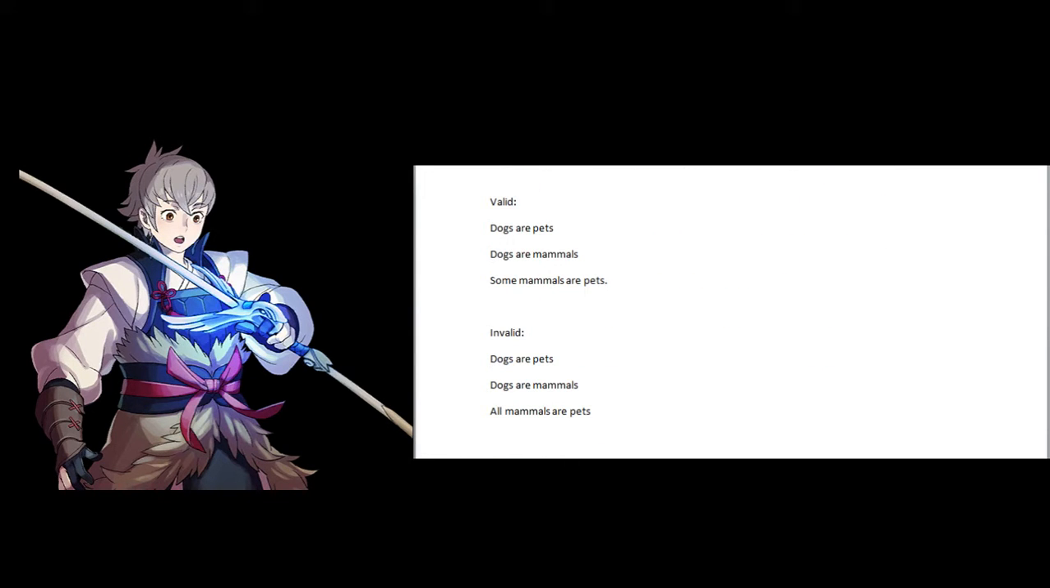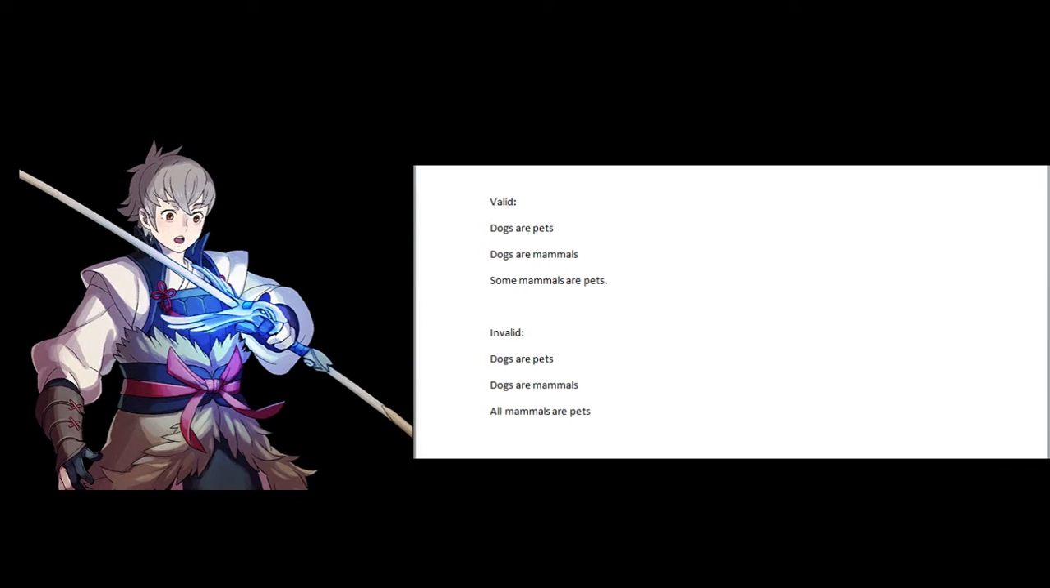Alright, so a valid argument would be: dogs are pets, dogs are mammals, and some mammals are pets. The reason is that if A is a part of B and A is a part of C, then some C is a part of B. Because A is. So that is true.